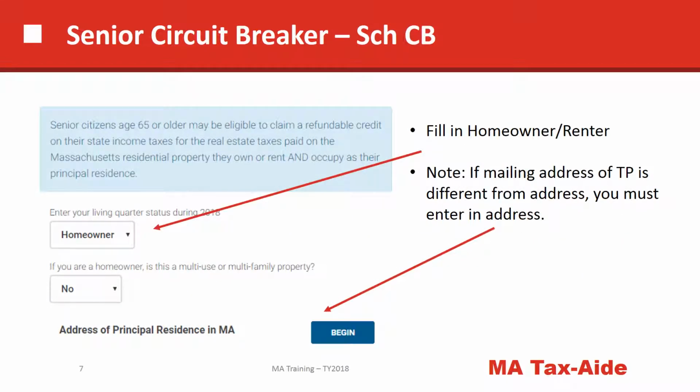Now, on the Schedule CB, there are some questions you're going to have to ask: if you or your spouse is 65 or older, living status, and then if they're a homeowner, is it a multi-use or multi-family? If the mailing address of the taxpayer is different from the address of the principal residence, then you have to enter in the address on the Schedule CB.